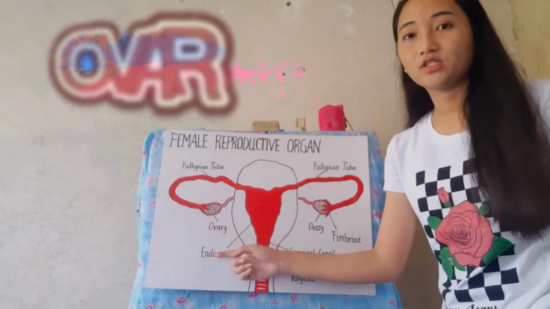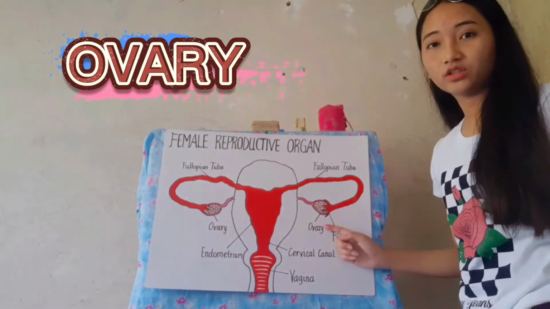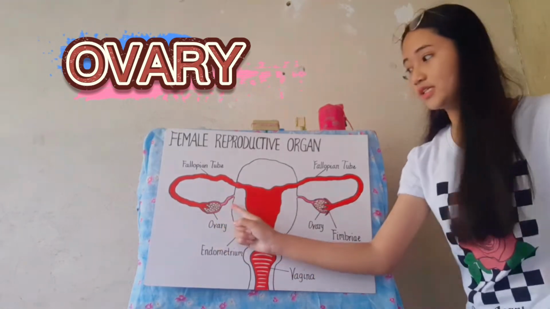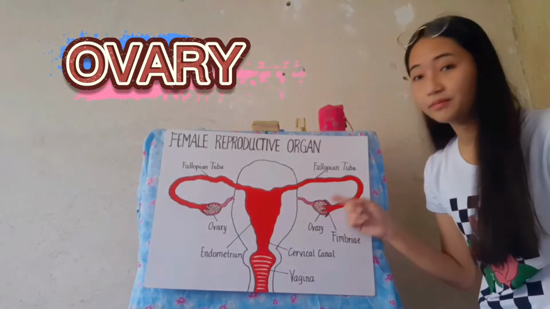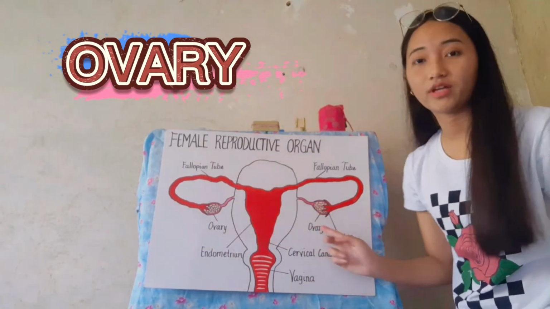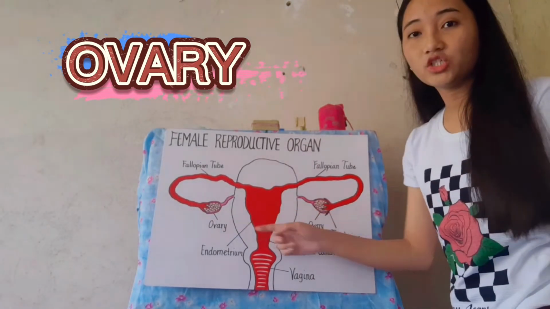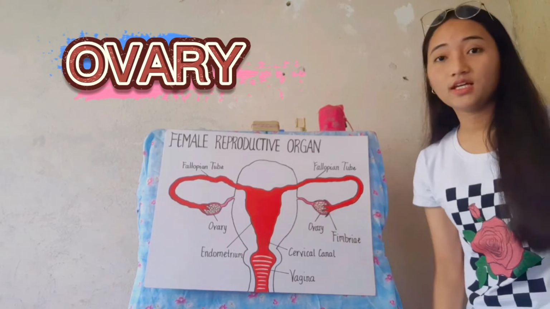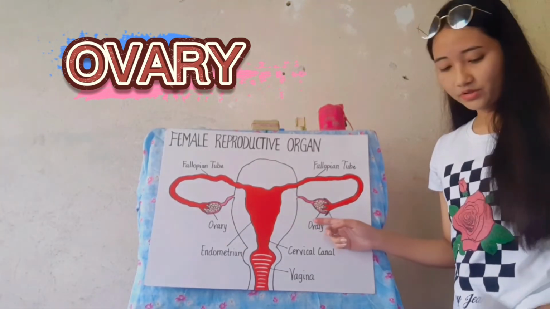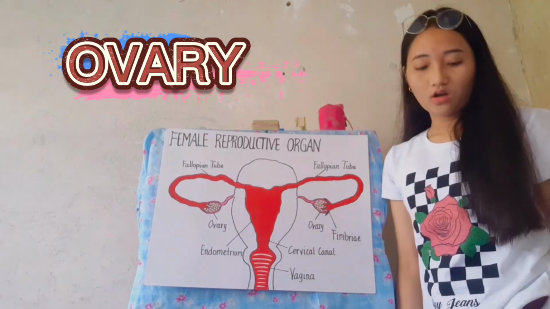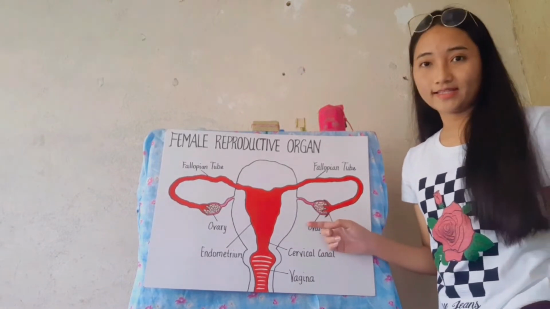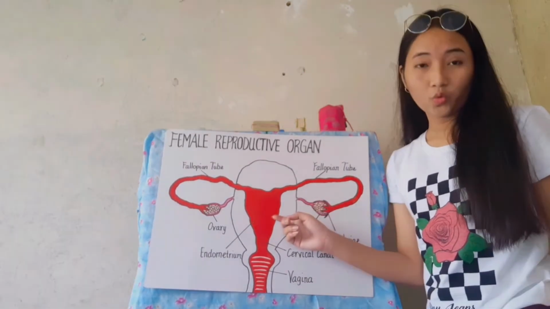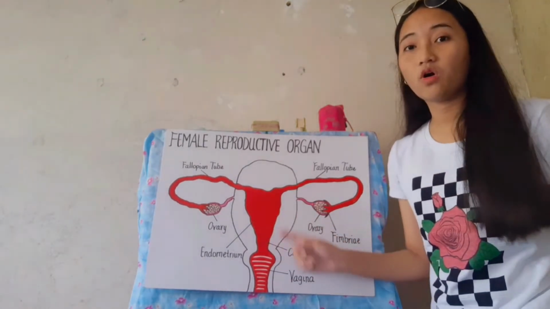Next is the ovaries. We have here the two circles. So this is what we call the ovary. The ovaries are small, oval shaped and are located on either side of the uterus. The ovaries produce egg cells called the ova or the oocytes. The oocytes are transported to the fallopian tubes where fertilization by sperm occurs.